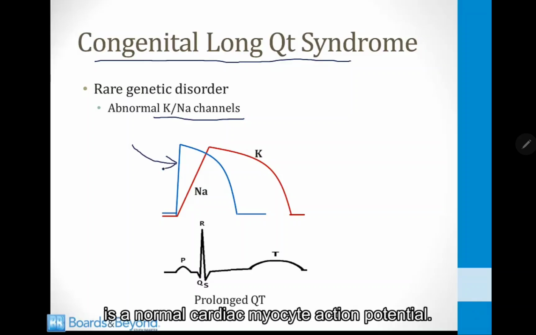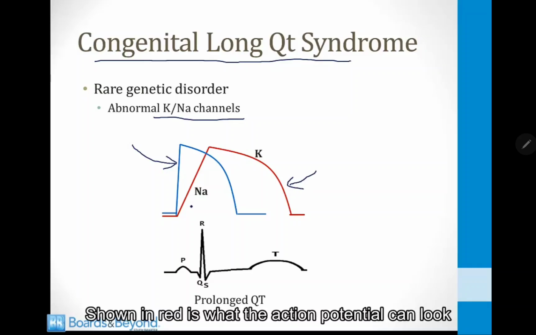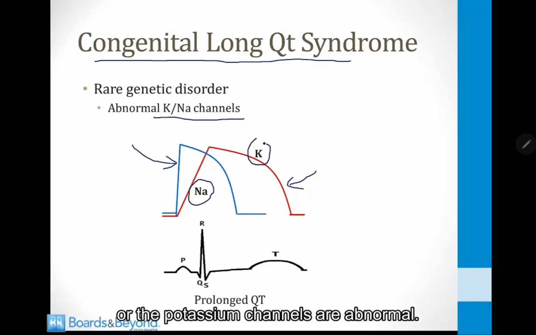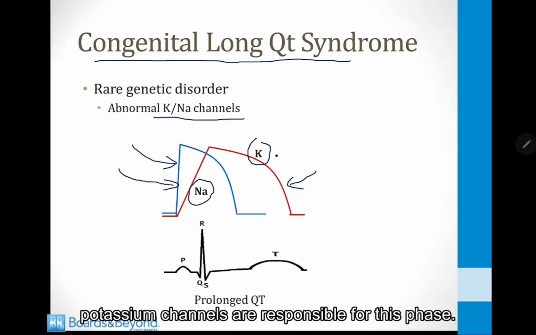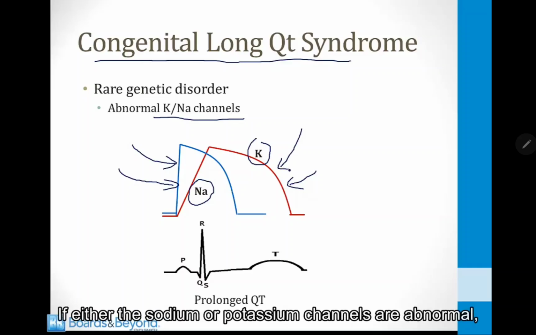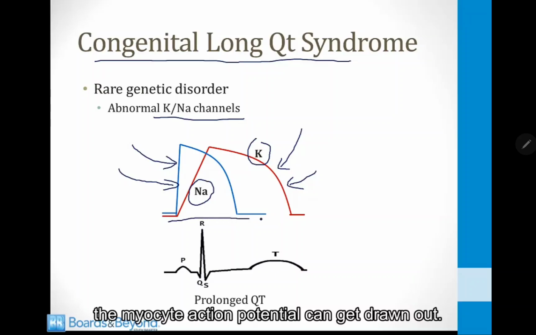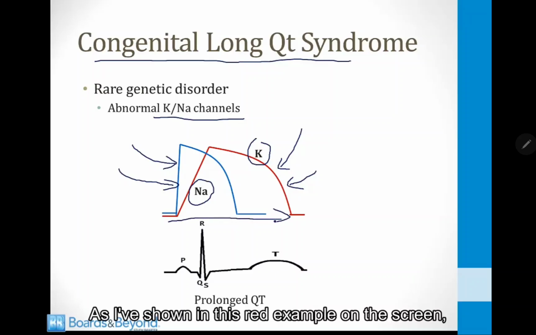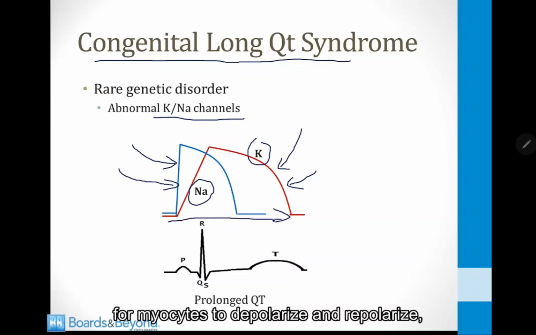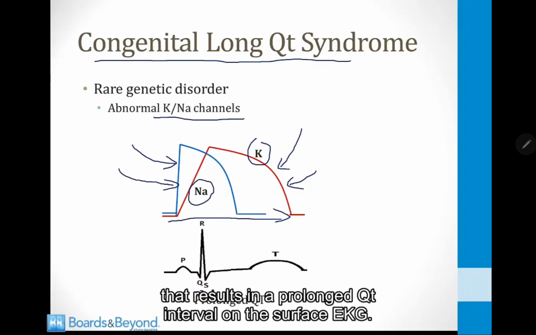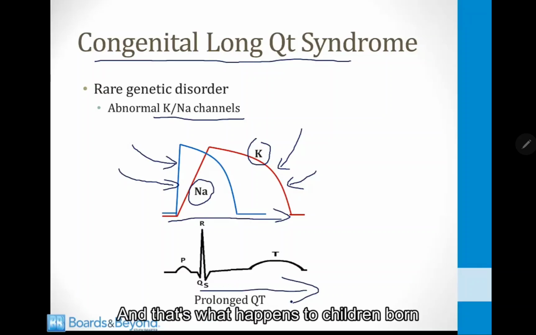Shown in blue on the screen here is a normal cardiac myocyte action potential. Shown in red is what the action potential can look like when either the sodium channels or the potassium channels are abnormal. Sodium channels are responsible for this phase of the action potential. Potassium channels are responsible for this phase. If either the sodium or potassium channels are abnormal, the myocyte action potential can get drawn out, as I've shown in this red example on the screen. When it takes longer for myocytes to depolarize and repolarize, that results in a prolonged QT interval on the surface EKG, and that's what happens to children born with the congenital long QT syndrome caused by abnormal potassium or sodium channels.